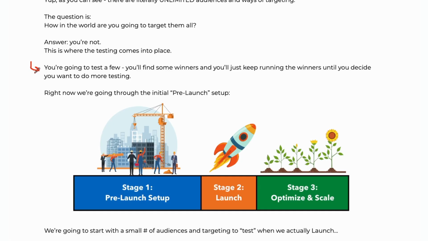And then out of that handful, let's say, for example, you test 5, you might find 1 or 2 winners, maybe 3 winners. And then once you have those 3 winners, well, guess what? You're going to be running the winners out of those audiences, out of that targeting, until you decide that you want to do more testing, right? So you might have, let's say, for example, 5 initial tests. Out of those 5 initial tests, let's say 3 make the cut, okay?